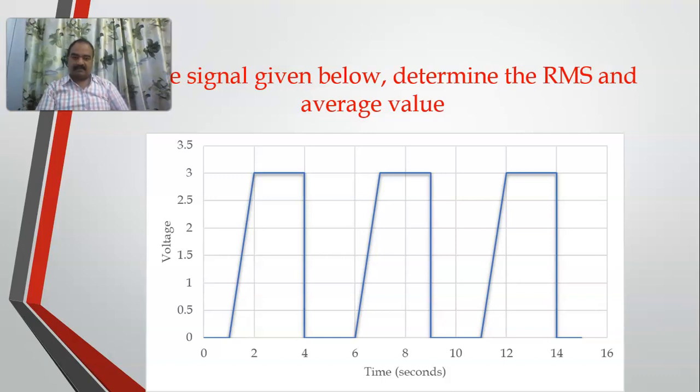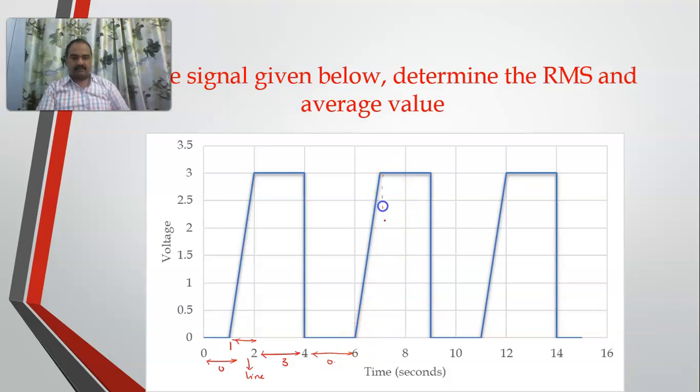So our basic steps we will follow. The first step is to determine the time period of the signal. If we look at the signal, from 0 to, I'll take this one as 1, from 0 to 1, which is a duration of 1 second, it is 0, and from 1 to 2, it is taking a straight line, and again from 2 to 4, it is constant at 3, and again from 4 to 6, it is 0, right?